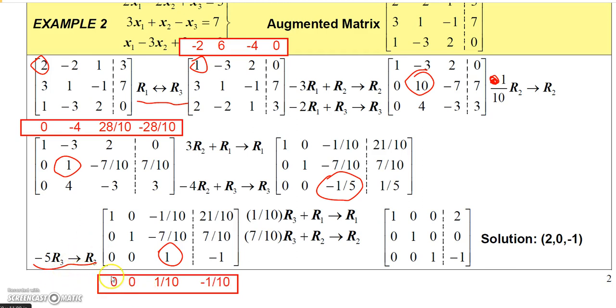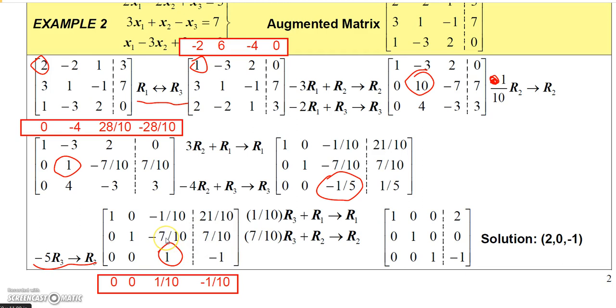Now I have to add these values to row 1. So 0 plus 1 is 1. 0 plus 0 is 0. 1/10 plus negative 1/10 is 0. And then negative 1/10 plus 21/10, that would be 20 over 10. But 20 over 10 reduces to 2. Okay, so that means I get a 2 there.